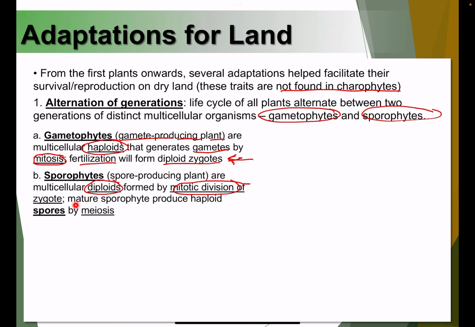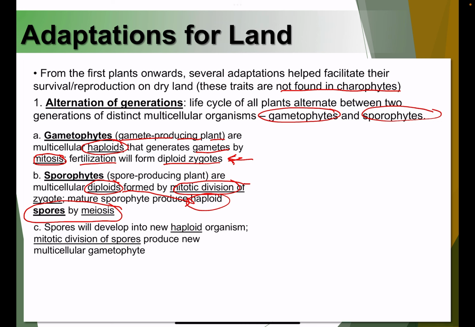Then the mature sporophyte will produce the haploid spores by meiosis, because now we are going back from diploids to haploids. So both gametophytes and spores are haploids. That's why there are these two generations of distinct multicellular organisms. It's because they have these two different haploids. One is a gamete, one is what we call spores. And for plants, they can't walk around, so we'll talk about why they need this alternation of generations in a bit.